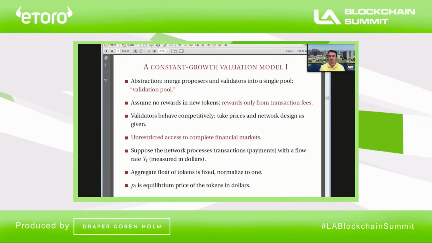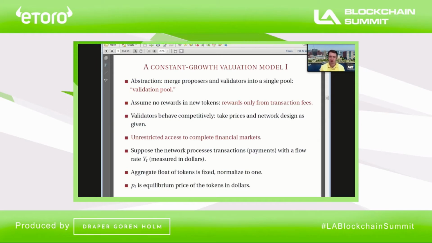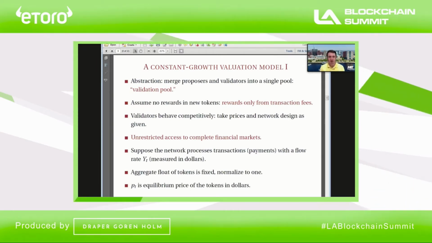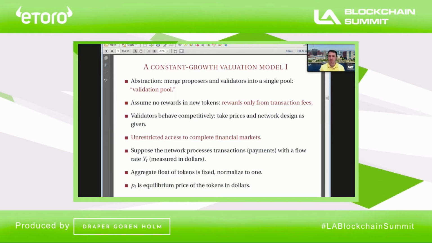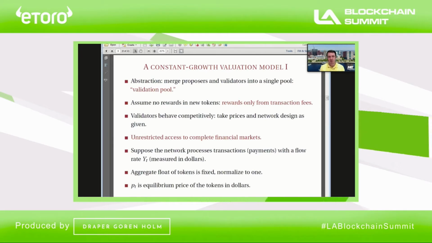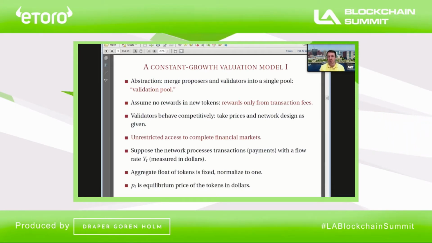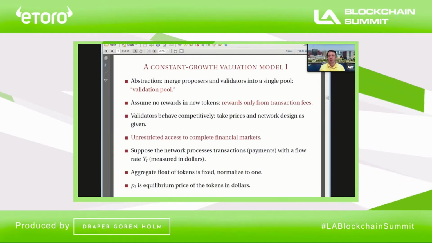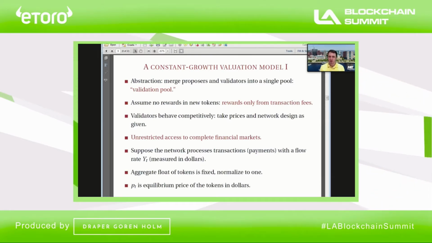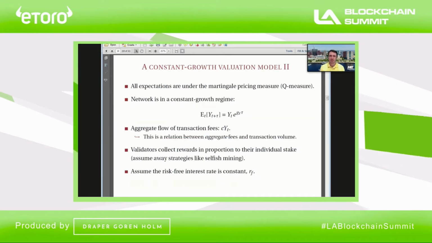So they're going to compare these tokens to stocks, bonds, and other financial securities that are out there, as well as other digital securities. So we're going to assume that there is a stochastic process of transactions that this network executes. We can call them payments, measured in dollars and fiat currency. The total amount of transactions per period is Y sub t. We will aggregate the total supply of tokens and normalize it to 1. So there is always one token outstanding. And P is the equilibrium price of this token. So this is the total price of all the tokens in the system.